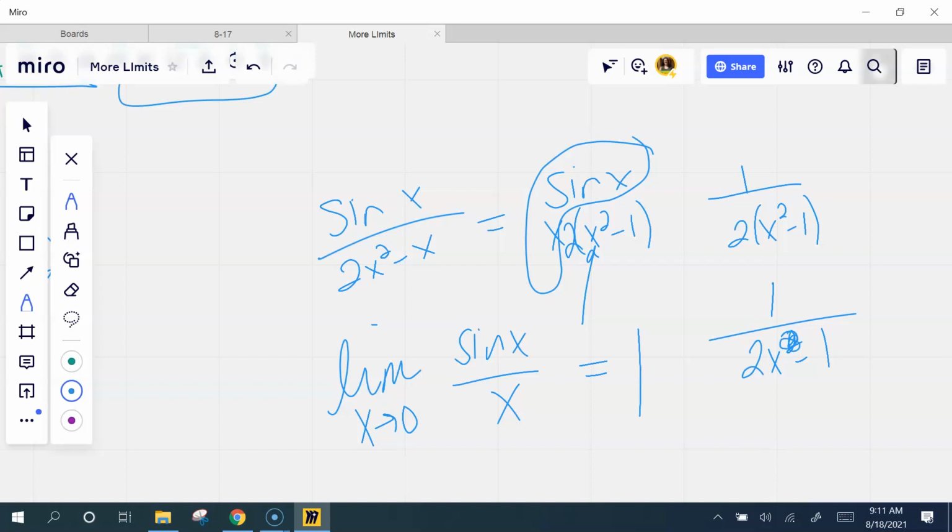Still 0. It's still negative 1 on the bottom, right? Yeah. So if I put the 0 in there, I get 1 over 0 minus 1, which is negative 1.